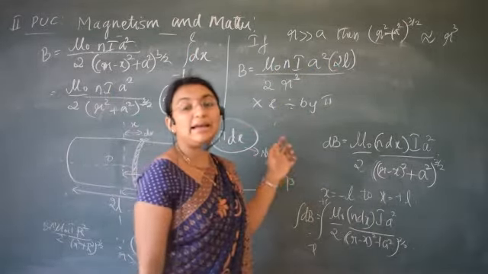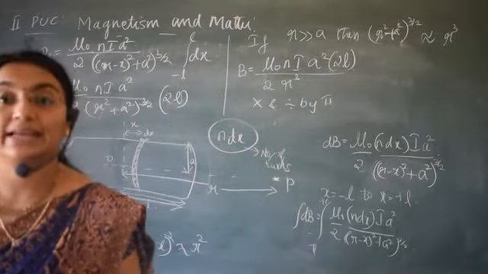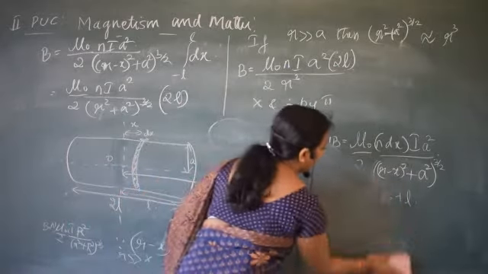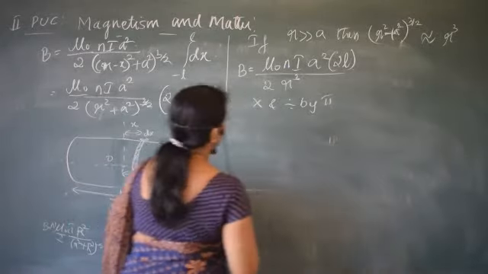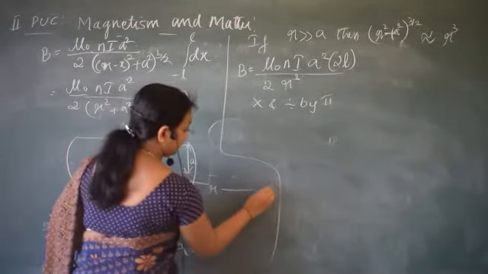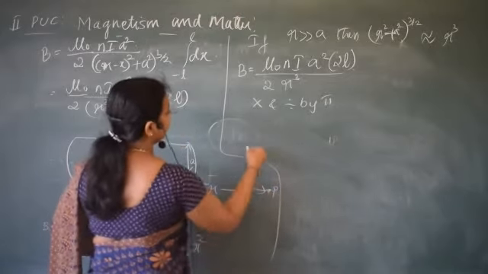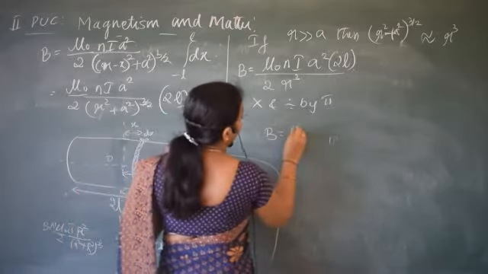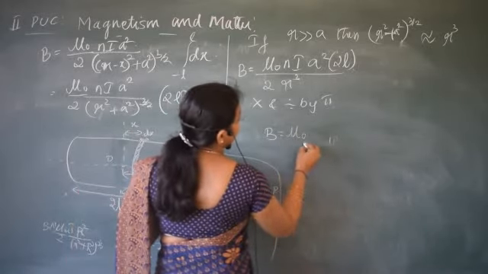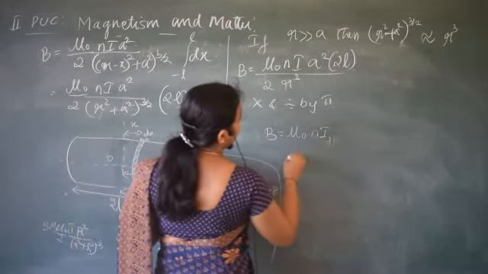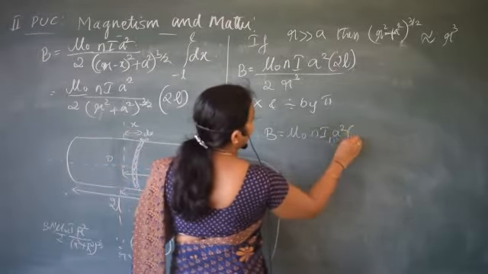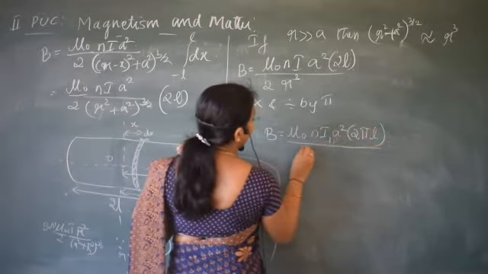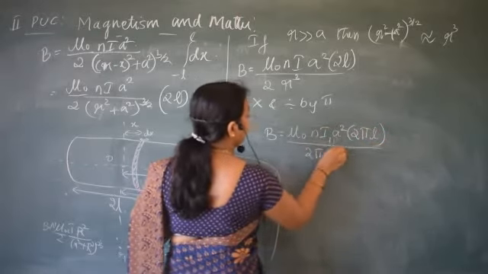Let me multiply and divide it by pi. Then what do we get when we multiply and divide it by pi? We get the expression B is equal to mu naught n I a square 2 pi L divided by 2 pi r cube.